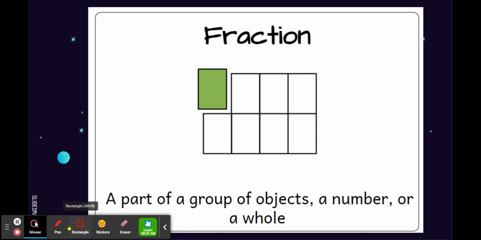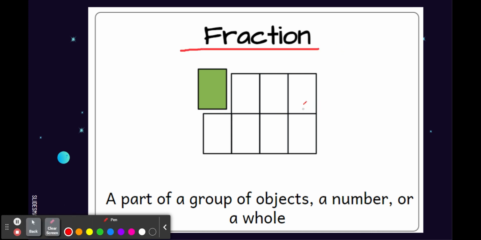All right. So before we get started, let's talk about fractions. That is what we're going to be talking about in this lesson. We're going to be creating fractions. So a fraction is a part of a group of objects, a number, or a whole. So fractions are not whole numbers. They are a part of either a group, a number, or a whole.